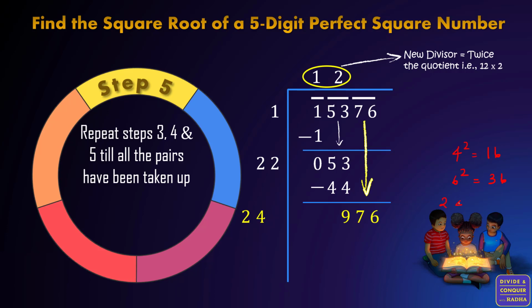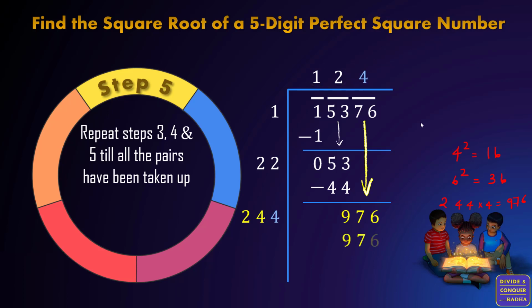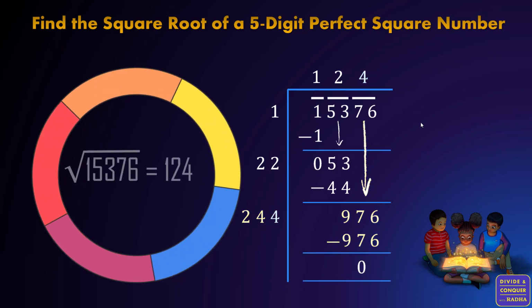So let's try 244 times 4. We get 4 4s are 16, 6 carry over 1, 4 2s are 8 plus 1 is 9, 4 2s are 8, so 976. Therefore, 244 times 4 gives you 976. Subtract and we get 0. Therefore, the square root of 15,376 is equal to 124. You can try doing a 6-digit number or a 4-digit number. The procedure is going to be the same. You need to follow the grouping and the rest goes as per the normal procedure.